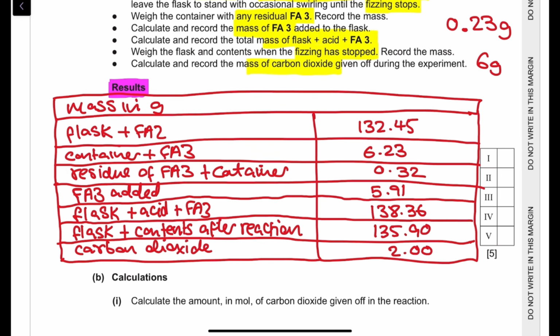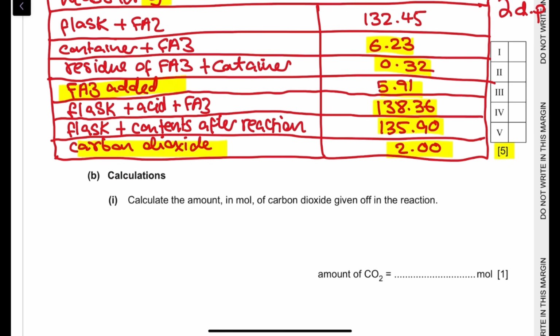It is important to note that 2 of our values are calculated, so this value is a result of a subtraction of these 2 values. This value is from the subtraction of these 2 values. And all my values are to 2 decimal places as shown on a balance. If your mass balance records to 3 decimal places, then you'd use that instead. My table is in grams, so I've stated the units, I've included all the headings, and so that should earn me the 5 marks.